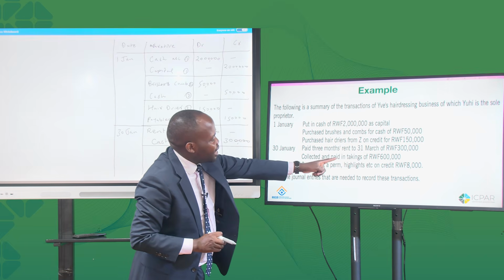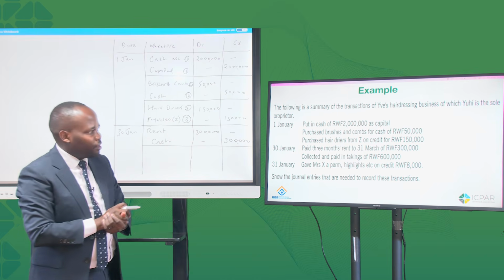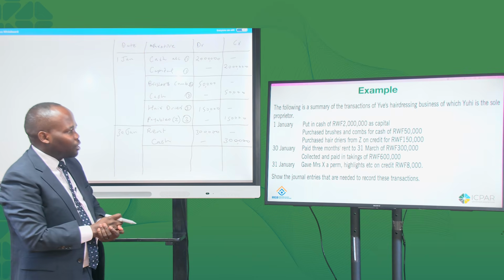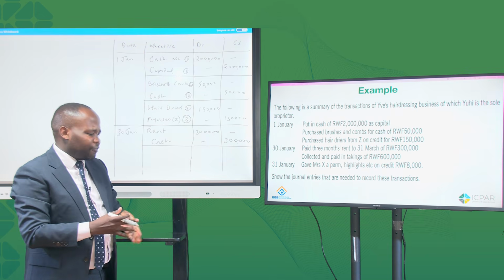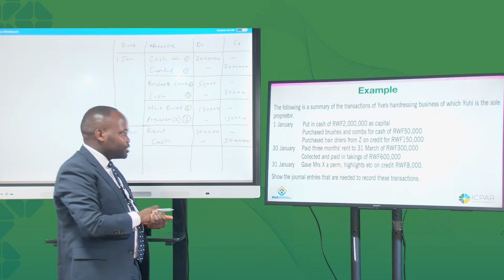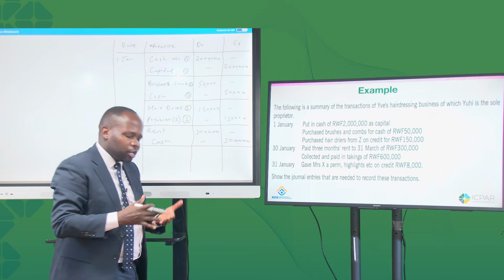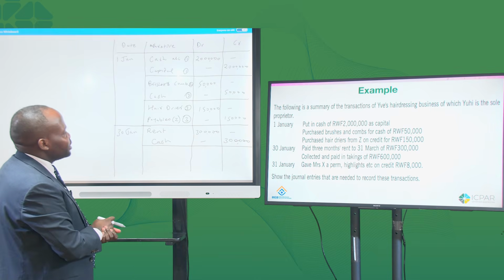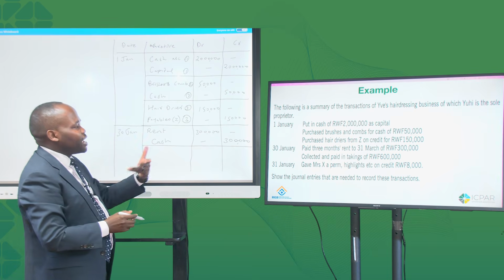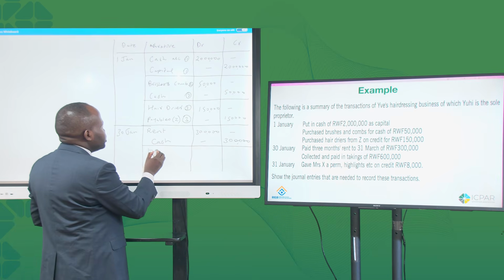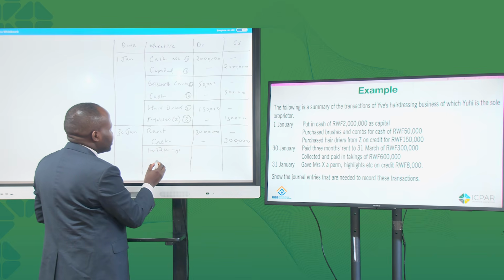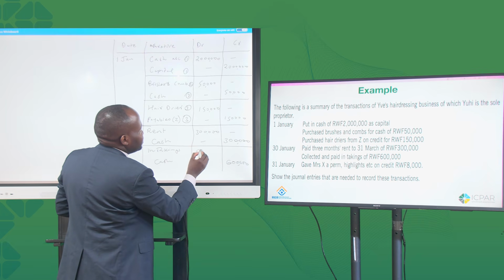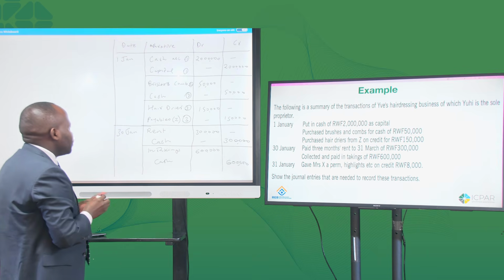Next, collected and paid in takings of 600,000. Collected and paid in, this is what we call a possible contra entry. A contra entry is what affects cash and bank at the same time. So you have collected cash and paid in takings, or you have collected cash and paid some expenses from the cash that you had collected. So the cash that was collected was used to pay the takings in that case. Now you are done with 30th.